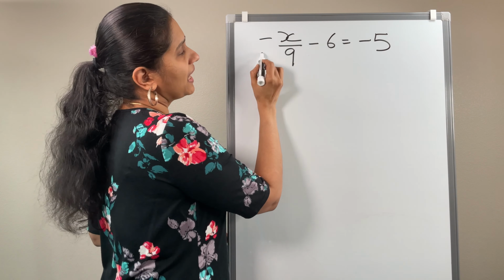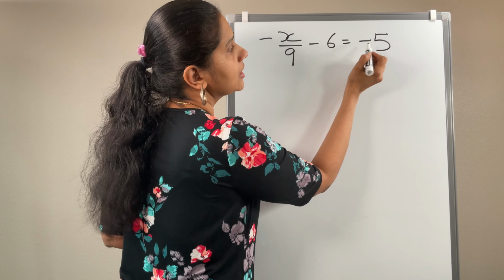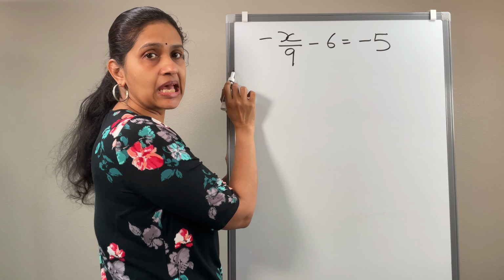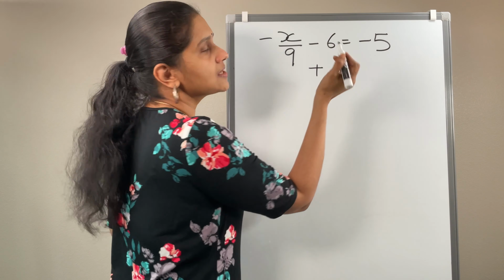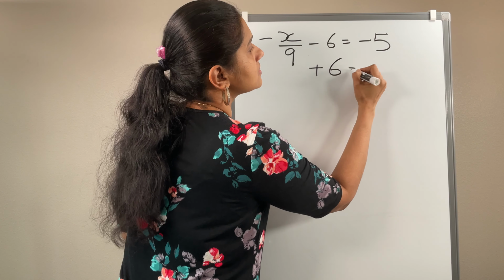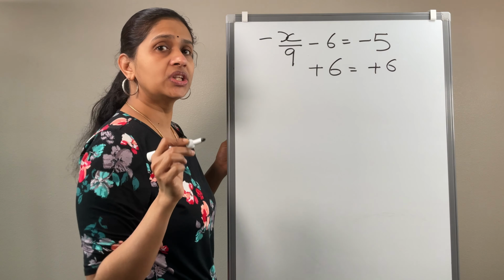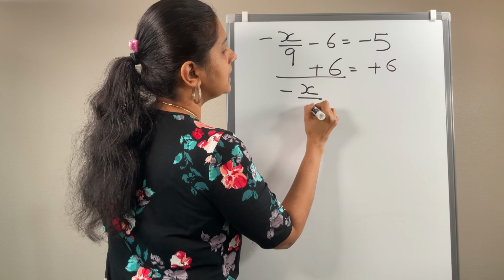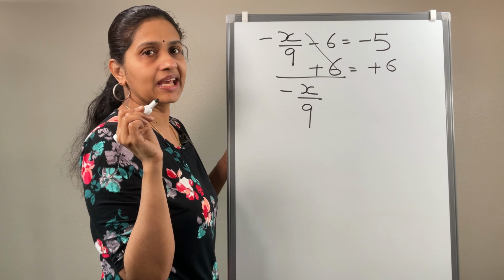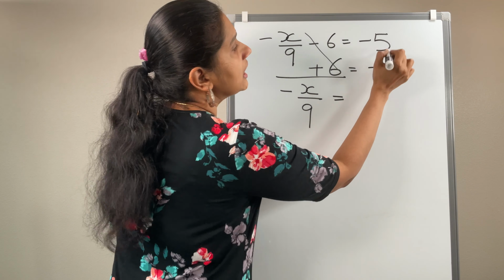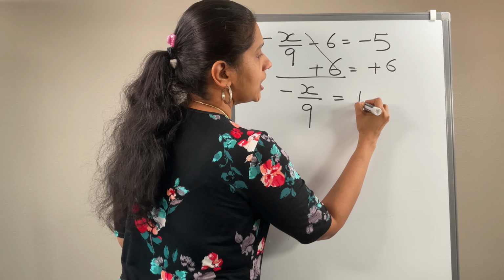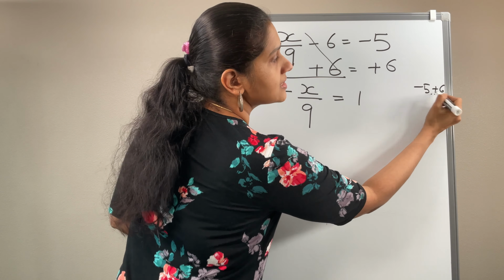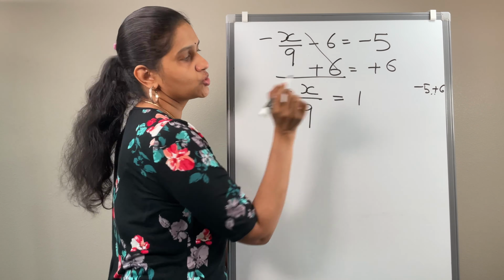Consider the example minus x by 9 minus 6 equal to minus 5. So now you have to avoid this negative 6 which is near the x. For that I am taking the inverse of negative 6 which is positive 6. So I am adding 6 on both the sides. Now you will be left with negative x by 9. Negative 6 plus 6 will get cancelled out. That is equal to negative 5 plus 6, which is going to be equal to 1. Positive is the highest digit, so positive 6 minus 5 is going to be 1.